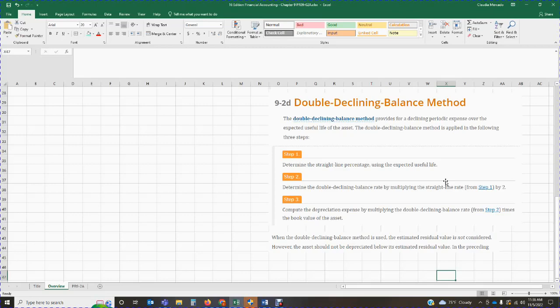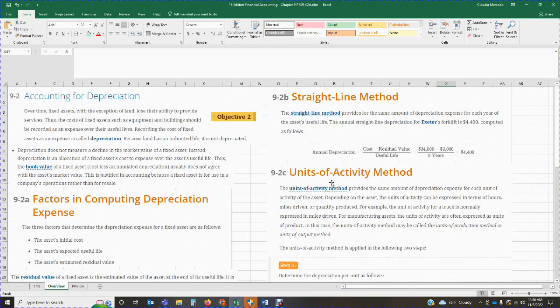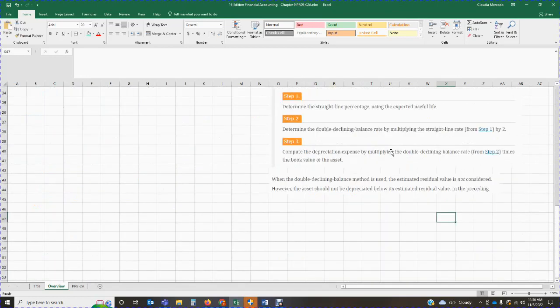Okay, you're not deducting the residual value. For straight line and units of activity, we deduct residual value. For the double declining balance, the residual value is not considered. However, the asset should not be depreciated below its estimated residual value. So we don't take it into account at the beginning of the calculation, but when we are depreciating our asset, we need to ensure that we stop depreciating it at that residual value.